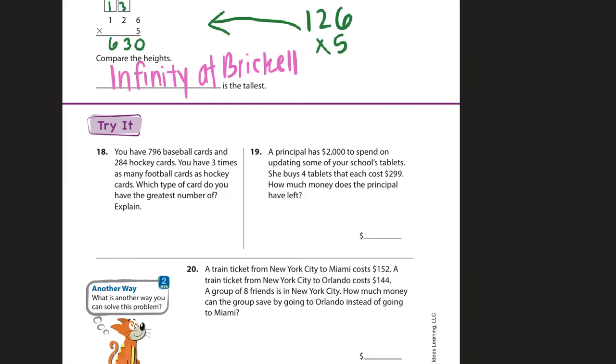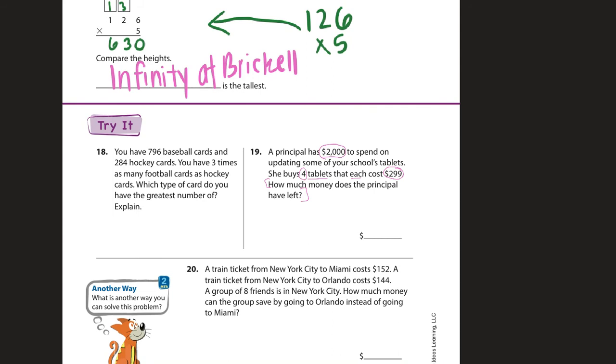Let's look at number 19. A principal has $2,000 to spend on updating some of your school's tablets. She buys 4 tablets that each cost $299. How much money does the principal have left? This is a multi-step problem. I have to do several steps before I can find my answer.